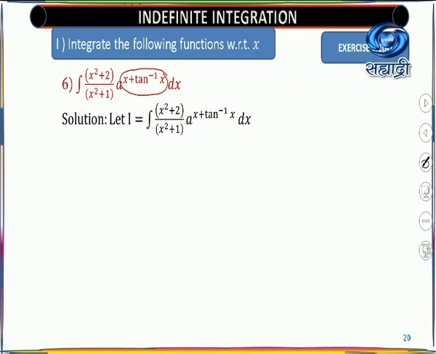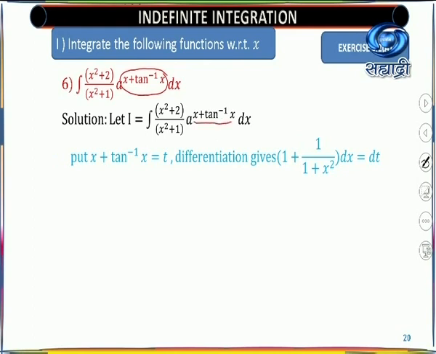So look at here, this is your example, that is I equal to integral (x square plus 2) upon (x square plus 1) a raised to (x plus tan inverse x) dx. So our substitution says that, just now I told you that this is an exponential function whose power is in inverse trigonometry. So we'll write that as t. So x plus tan inverse x equal to t. By differentiating, what is the differentiation of x? Differentiation of x is 1. What is the differentiation of tan inverse x? Differentiation of tan inverse x is 1 upon 1 plus x square. Okay, dx equal to dt.